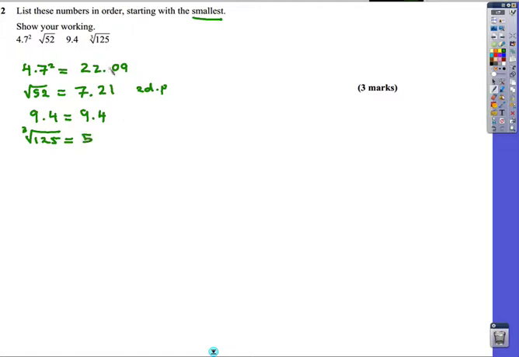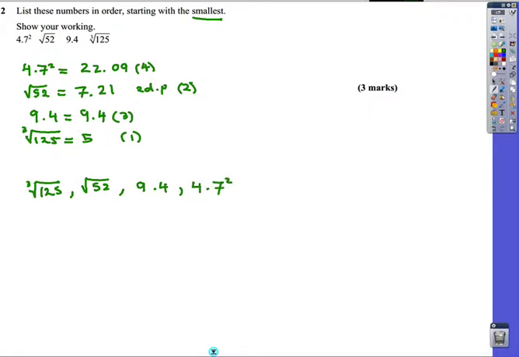Now you start ordering them. The smallest number is this. Then you have this one here. Then it's 9.4. And the last number is 22.09. Now you start writing it the way the question is asking us to do. So the smallest one is cube root 125, then root 52, then 9.4, then 4.7 squared.